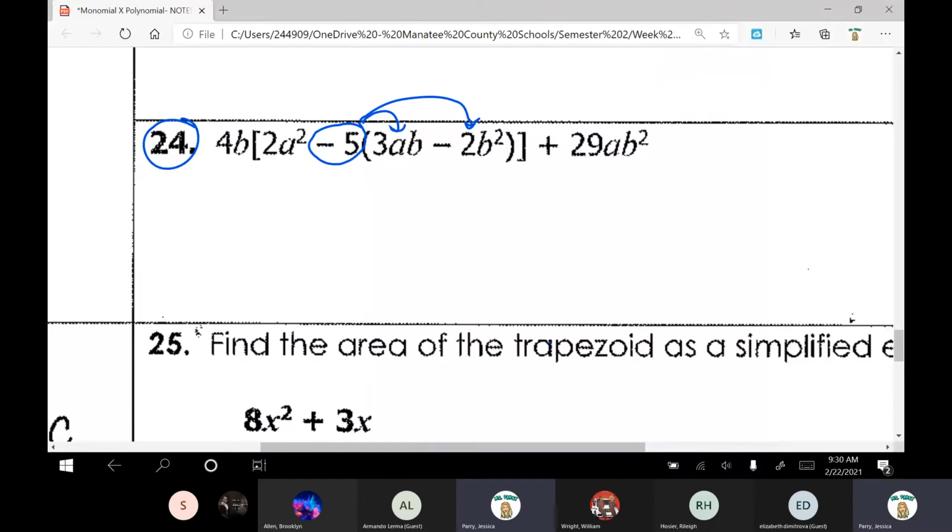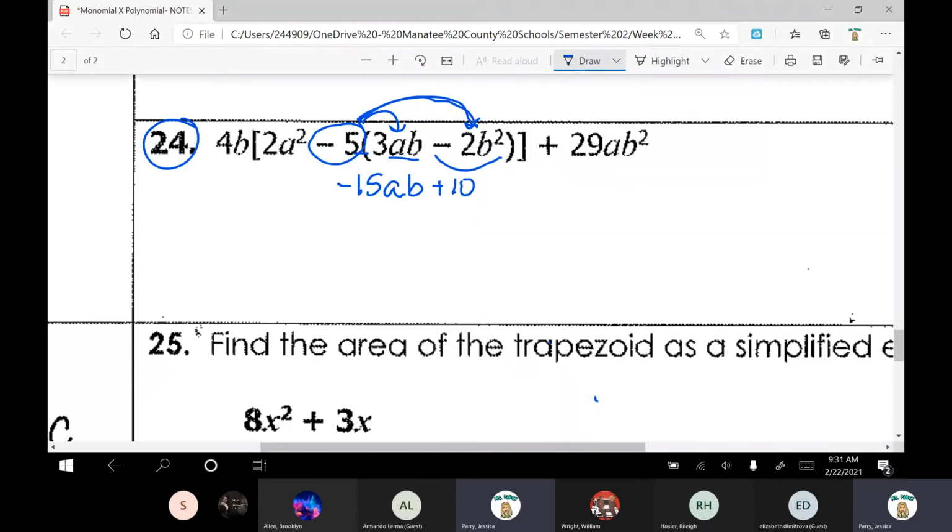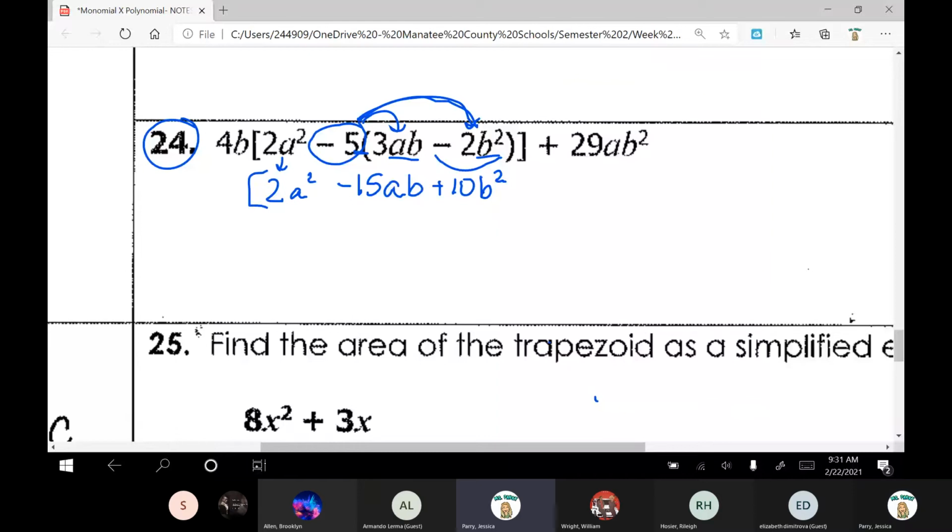So first we have negative 5 times 3 is negative 15. And then there's no variables here, so just copy down a, b. There's our first jump. Our next jump. Negative 5 times negative 2 is positive 10. There's no variables next to the negative 5, so just copy down the b squared. Okay, I'm going to bring down this a squared. Copy that down. Bring down the rest of the problem, everything else outside of it, 29ab squared.